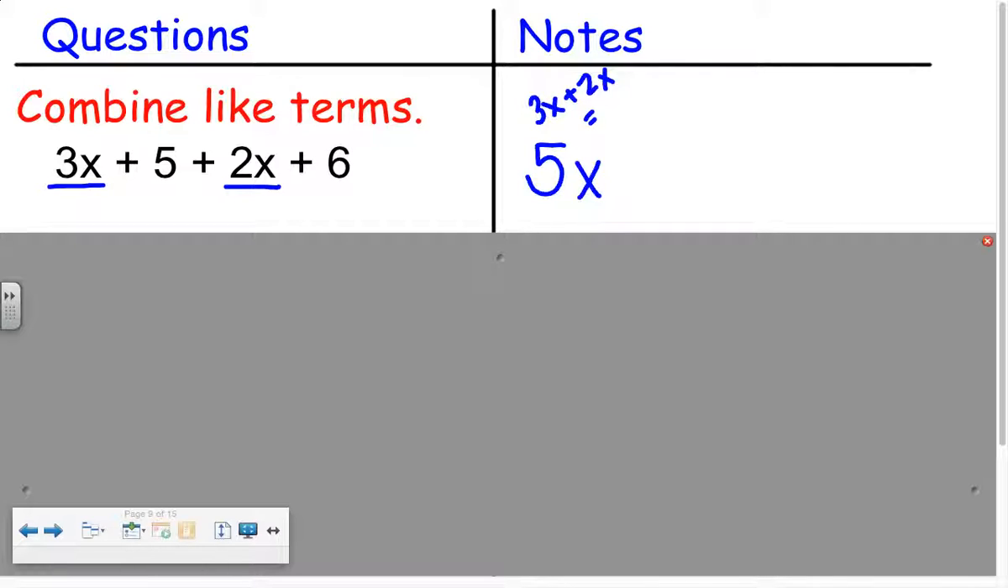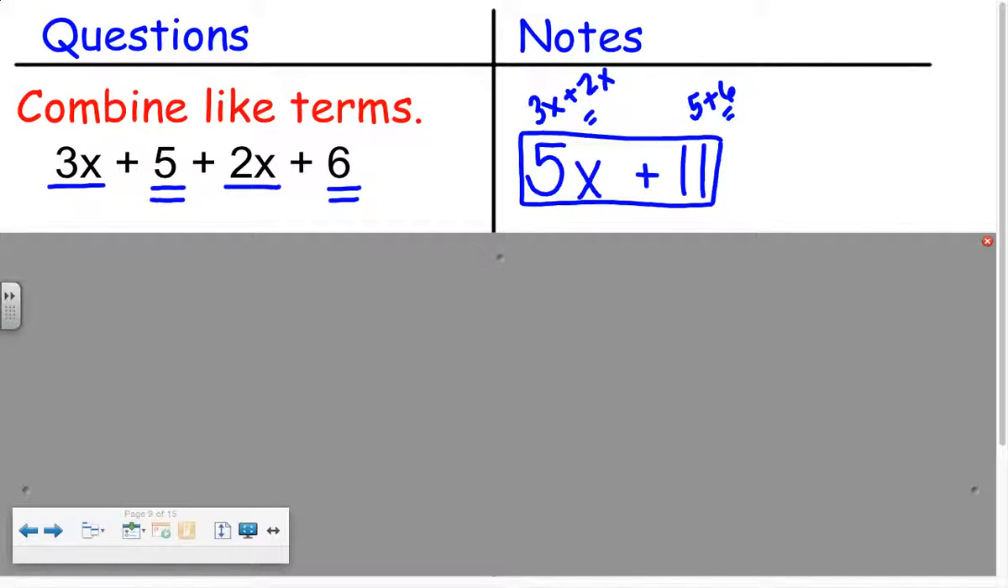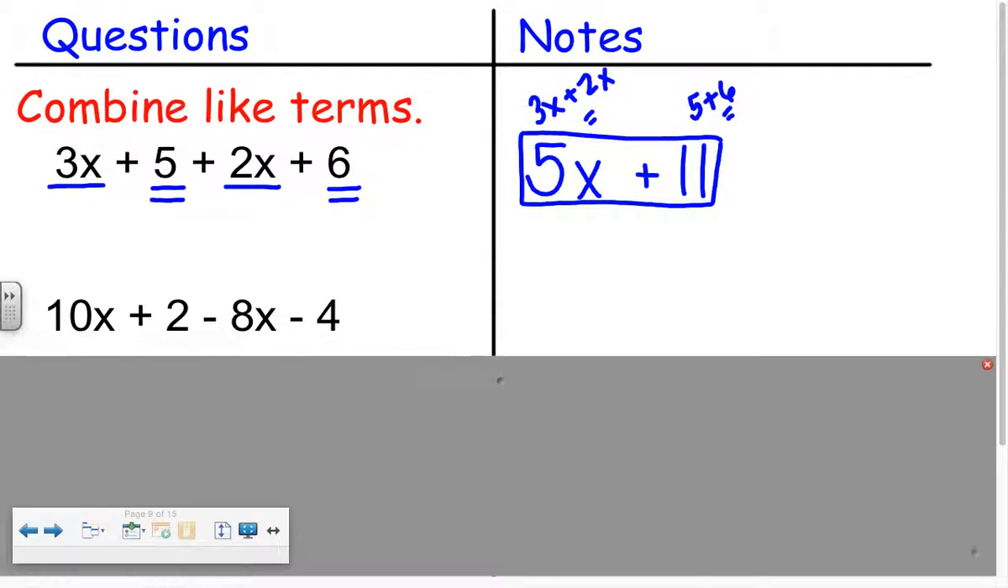Then if I double underline my other like terms, 5 and 6 are like terms, they're both positive, 5 and 6 make 11. So there is my answer, 5x plus 11. I can't combine those because they're not like terms. Let's try the next one.